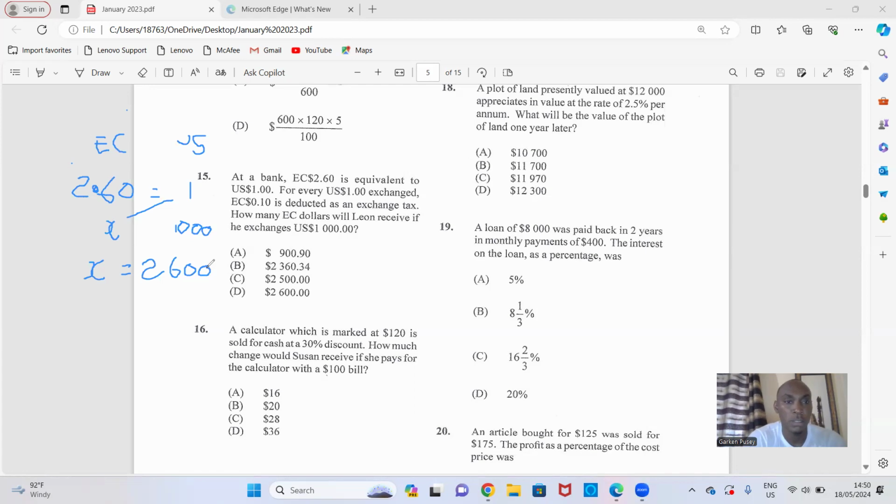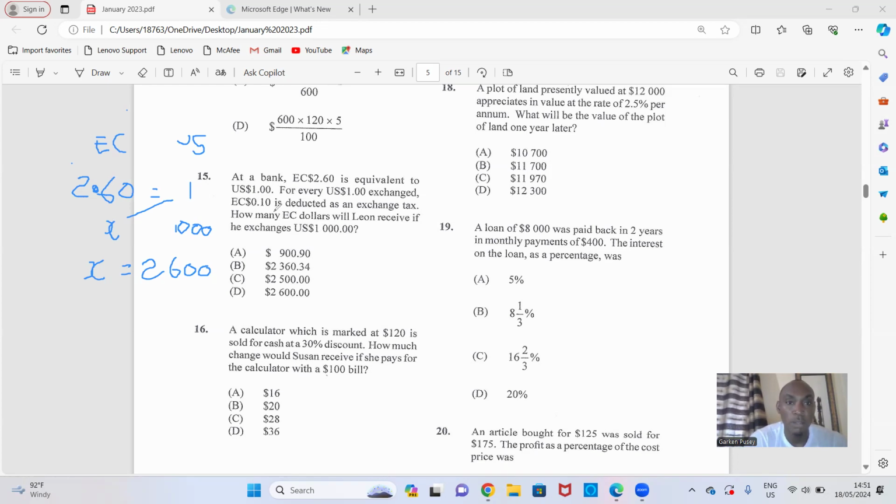If you look right here, we have that in your answer, but that is not actually the answer. You have to be extremely careful, because let us look at this part. It says for every 1 US dollar exchange, EC 10 cents is deducted. So we need to find out how many 10 cents are deducted. It's 1,000 US exchange, so for each of these 1,000 US, they are going to deduct 10 cents. So let's find out how much in all they'll deduct.